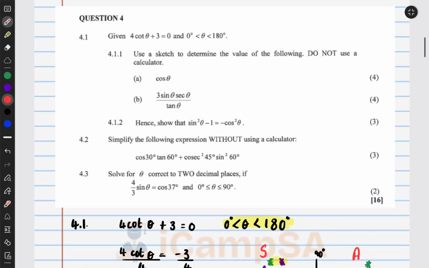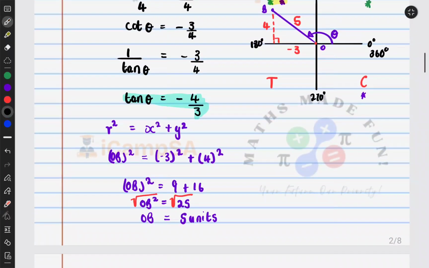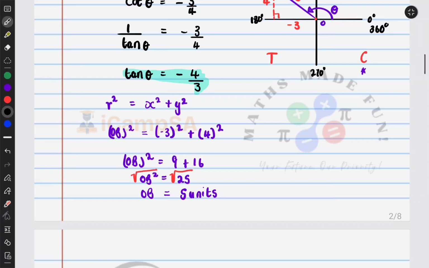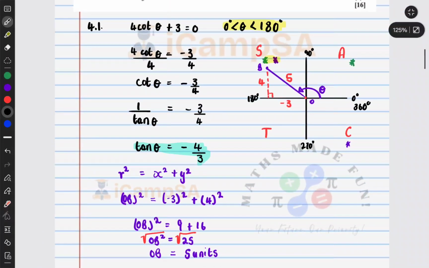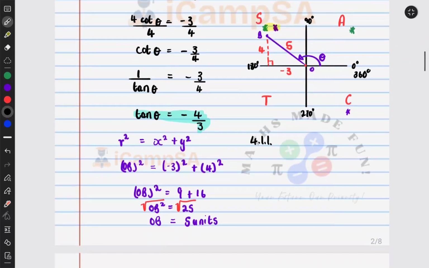So that will be 4.1.1a. So we have already drawn the sketch here. Let's actually do 4.1.1a here. We are looking for what? We are looking for cos theta. What is cos theta? Cos theta is the adjacent side over the hypotenuse, and the adjacent side is our x over the hypotenuse, which is r. What is the value of x? It is -3 over 5. That is the value of cos theta.